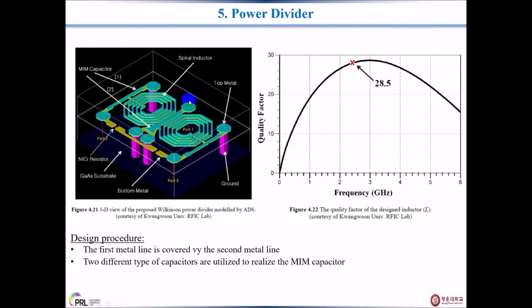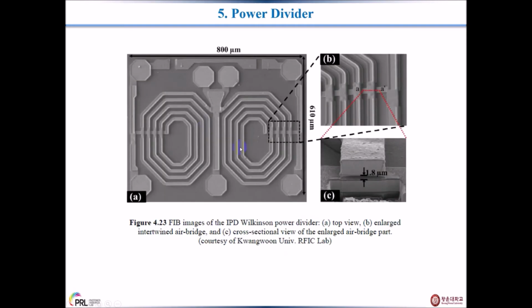And to generate this structure, we have some design procedure. The first metal line is covered by the second metal line, and two different types of capacitor are utilized to realize the MIM capacitor.